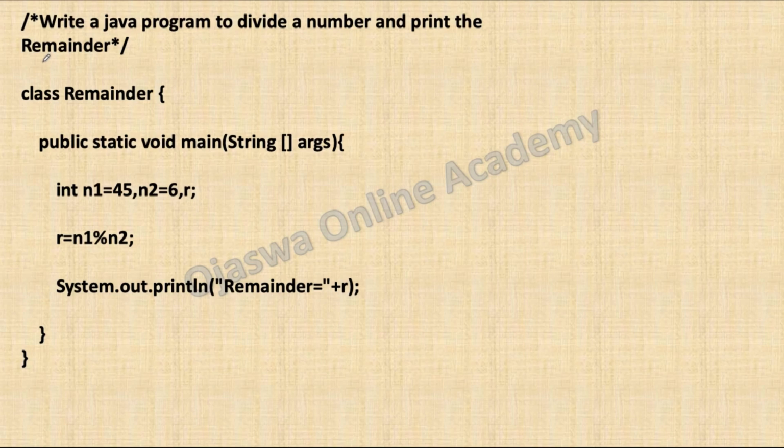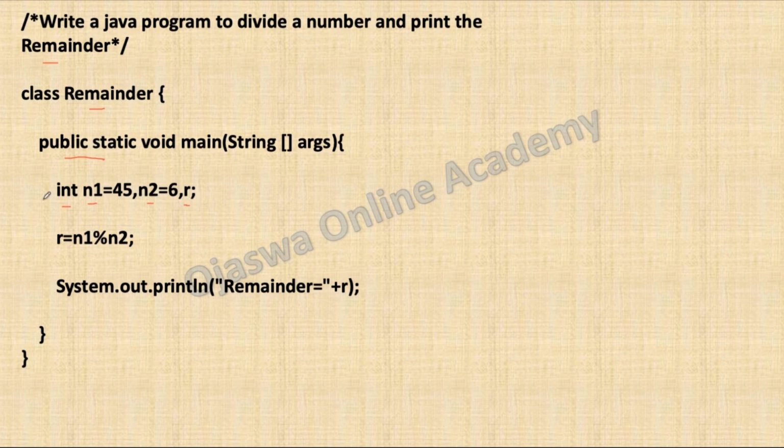Write a Java program to divide a number and print the remainder. Define the class name as remainder. Define the main method. Here I have taken int as a data type. There are three variables: n1, n2 and r.